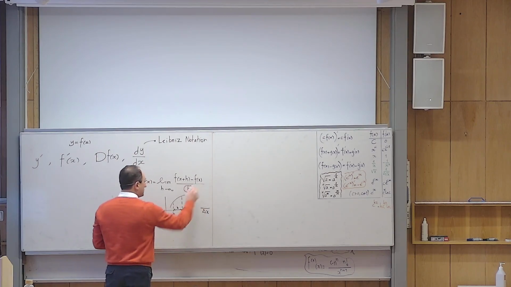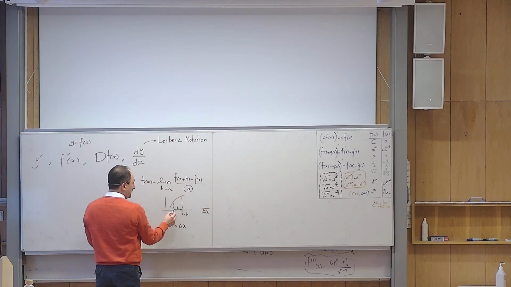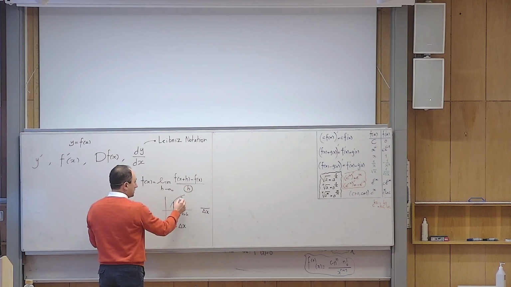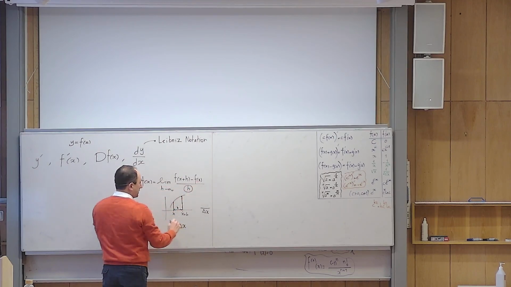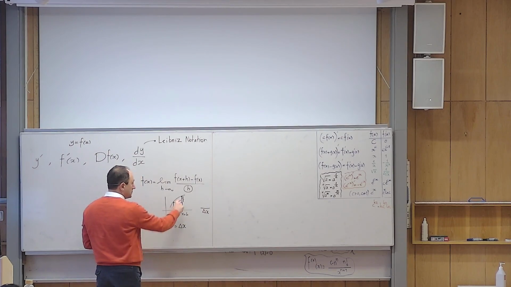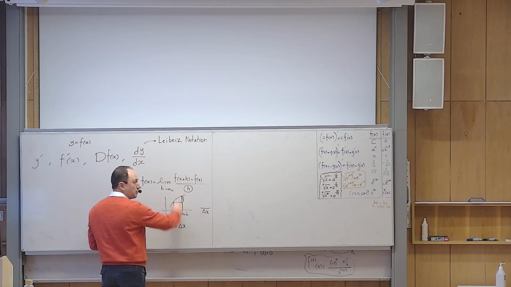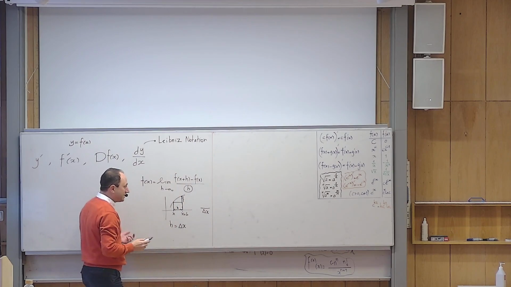In the numerator, what is happening? f of x means this length. f of x plus h means this length. I am subtracting these two lengths, so I am getting this. This is a change that happens in the y direction. So that is delta y.